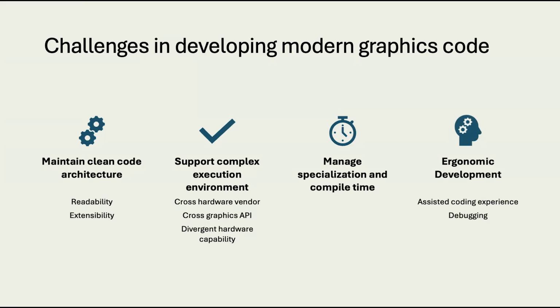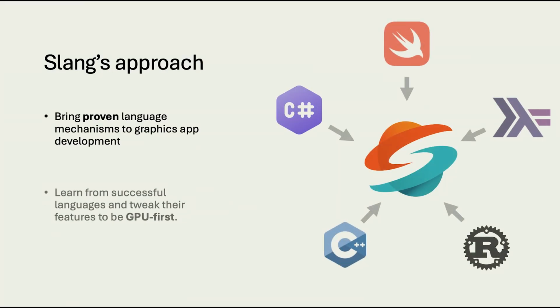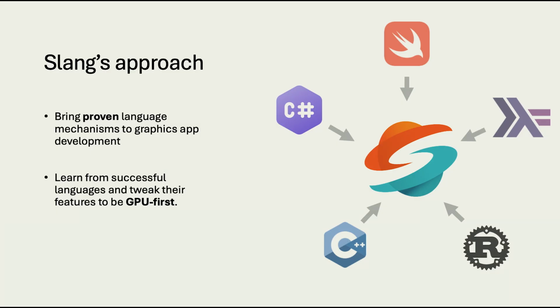And finally, to work with code at this scale productively, we need to provide really good tools to assist development like IntelliSense and debuggers. And an important fact to recognize is that a lot of these challenges are not unique to GPU code development. And there are a lot of lessons we can learn from the successful CPU languages. And Slang's approach to solve a lot of these challenges is that we're trying to bring proven programming language mechanisms to graphics app development and learn as much as we can from existing CPU languages.